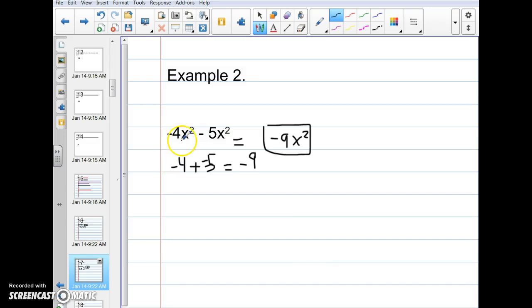Alright, so again guys, keep the same base, keep the same power. Do what you have to do with the coefficients. So in this case, they were both negatives after I did the same change, so I added them together and I kept the same sign.